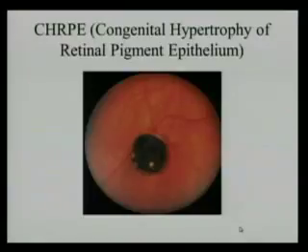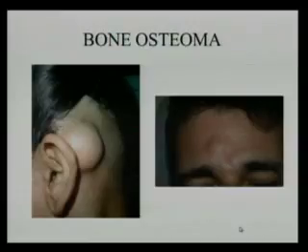That's how a CHRPE lesion looks in the retina. So most likely this patient will be referred to you from your ophthalmologist colleagues. That's how a bone osteoma will develop behind the ear or in the forehead.